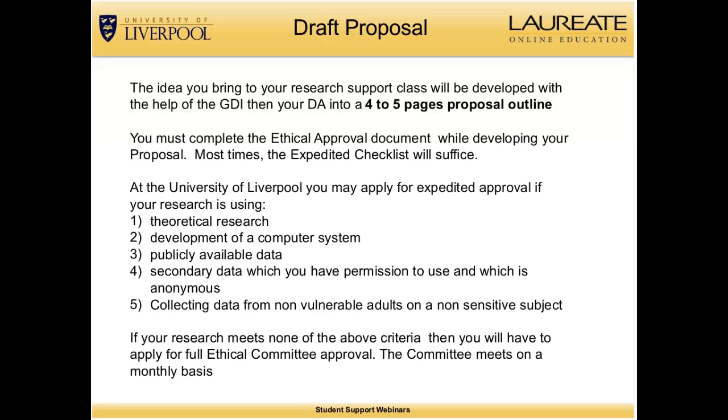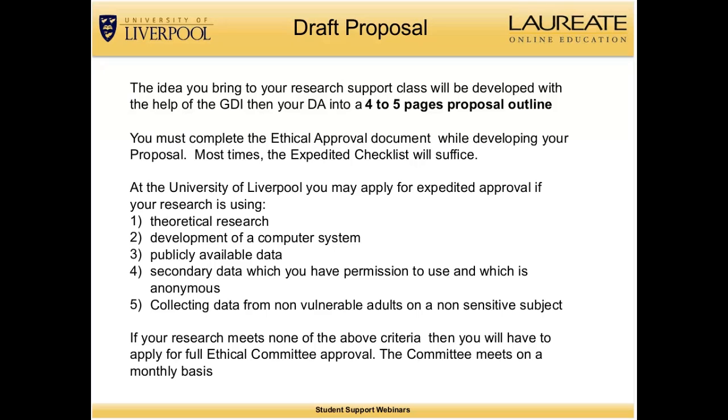The idea you bring to your research support class will be developed with the help of the GDI, then your DA, into a 4 to 5 page proposal outline. So don't feel alone, you'll have plenty of help while drafting your proposal. You must complete the ethical approval document where required while developing your proposal. Most times the expanded checklist will suffice.